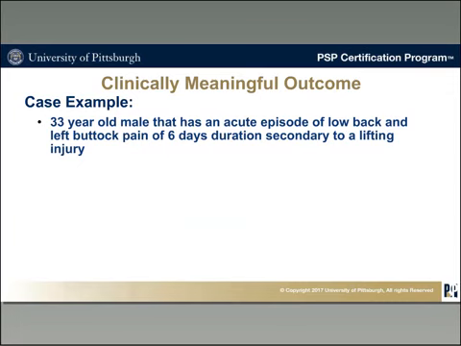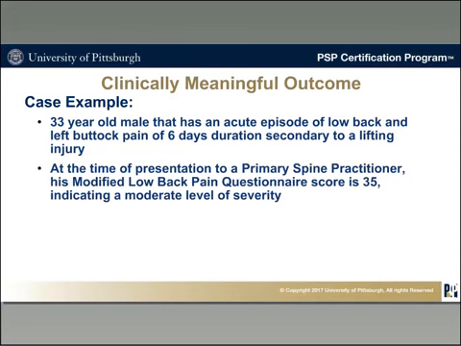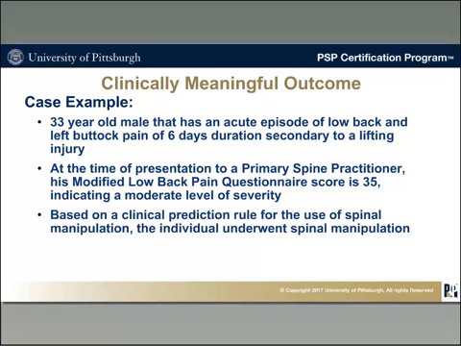Now let's take that and look at an example for low back pain. So now this patient is a 33-year-old male that has an acute episode of low back pain and left buttock pain of 6 days duration secondary to a lifting injury. At the time of presentation to the primary spine practitioner, his modified low back pain questionnaire score is 35, indicating a moderate level of severity.